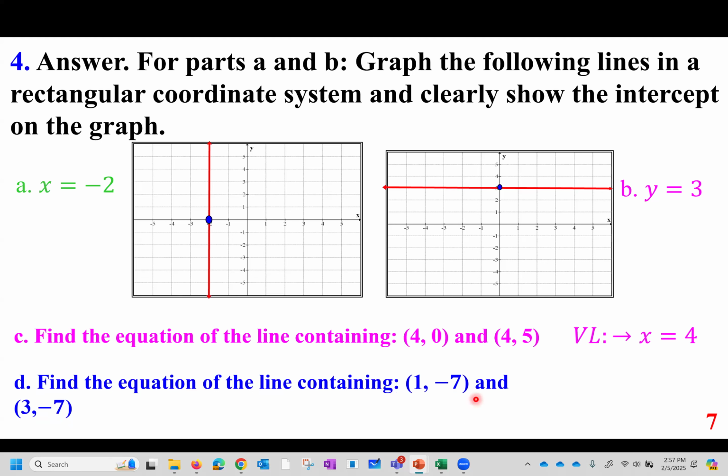Find the equation of a line containing 1, -7 and 3, -7. In this case, both points have the same y coordinate, so it must be y equals -7. It's a horizontal line, everybody. So it's pretty straightforward.